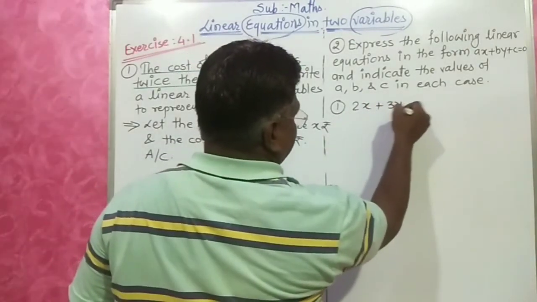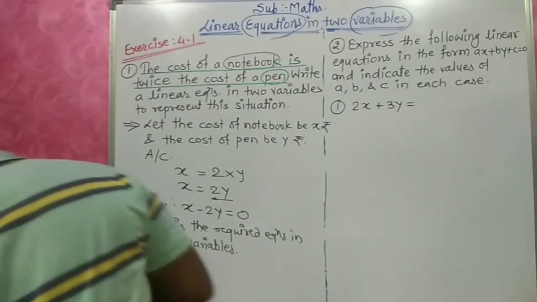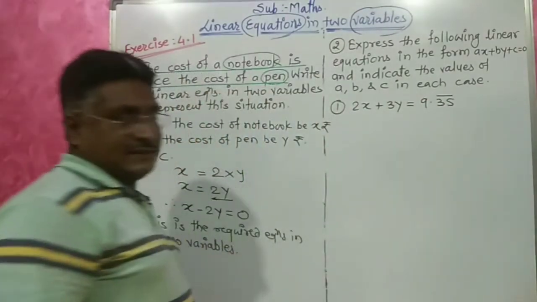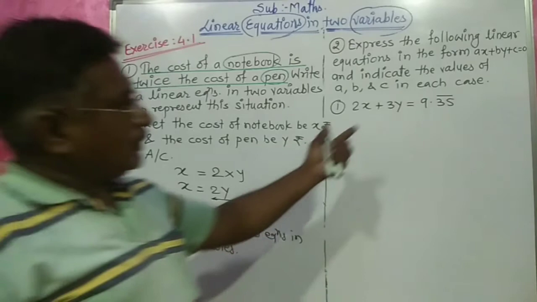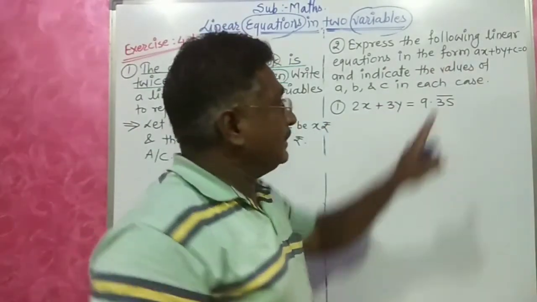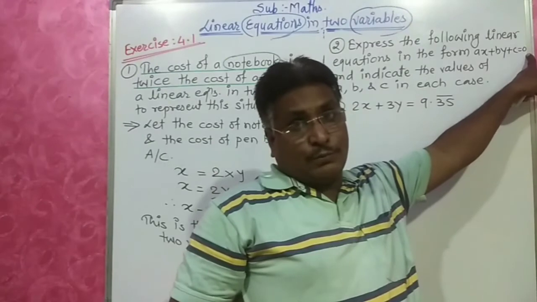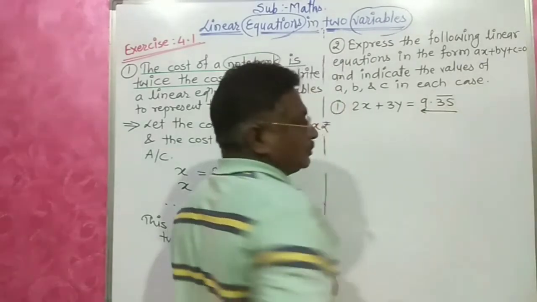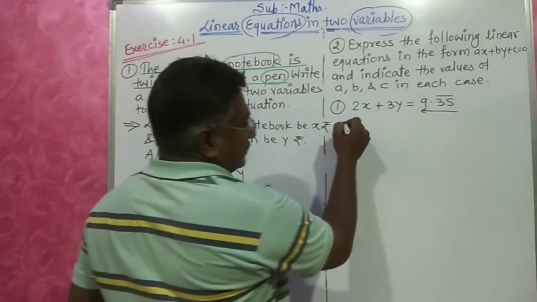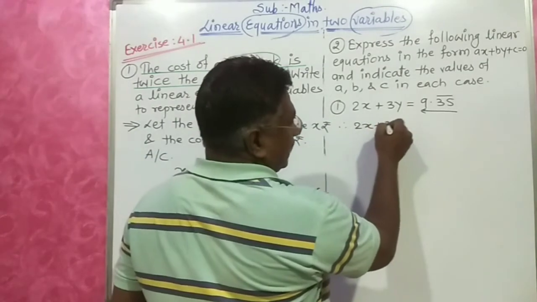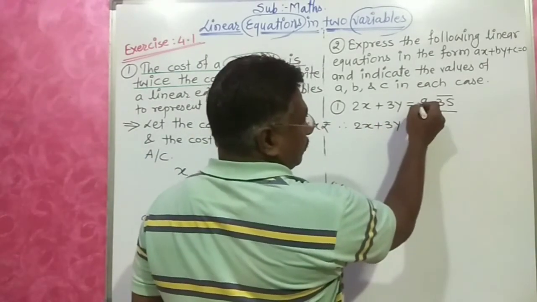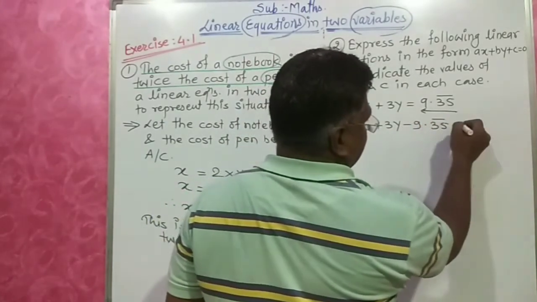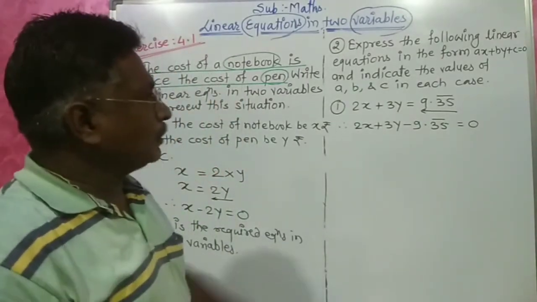2x plus 3y equals 9.35 bar. Like this it is there. So here first we have to write in this form, meaning the right hand side should be 0. So whatever numbers are there in the right hand side, we have to transpose to the left hand side. So what will we get? Therefore 2x plus 3y. So this we are transposing. What is the sign? Plus. So it becomes minus, equals 0.